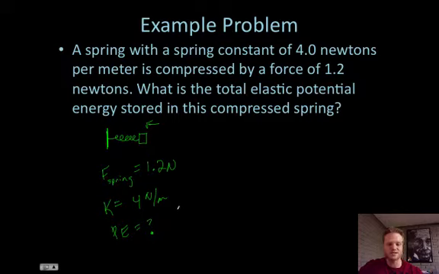So what we've got to do first is, we can't just solve for potential energy, because if you remember, the formula for potential energy is 1/2 kx squared. And the thing is, I don't know x, right? And I don't know potential energy. So I can't use this equation quite yet. But I can use Hooke's law, which is force in the spring equals negative kx.